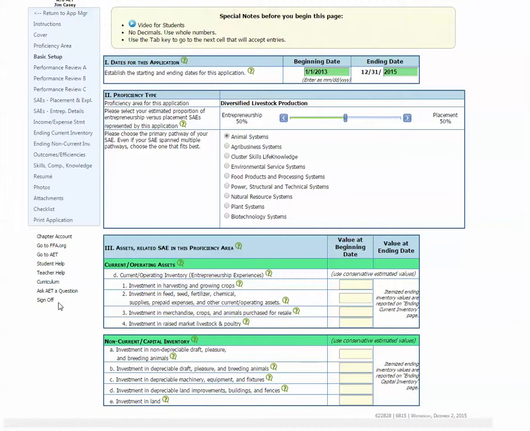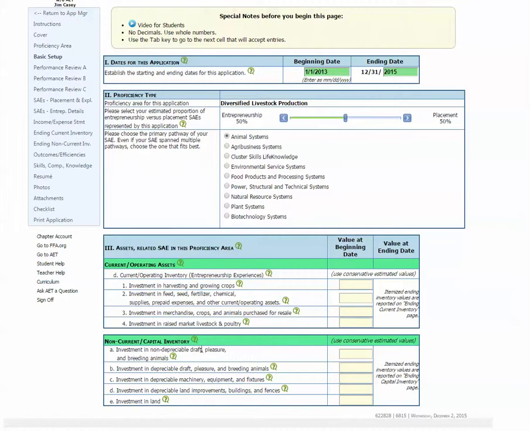Non-current assets have to do with two distinct categories: things that are depreciable, which means they have a determinable life, and things that are not depreciable, which means they do not have a determinable life, which typically is land. Let's look at the different items.